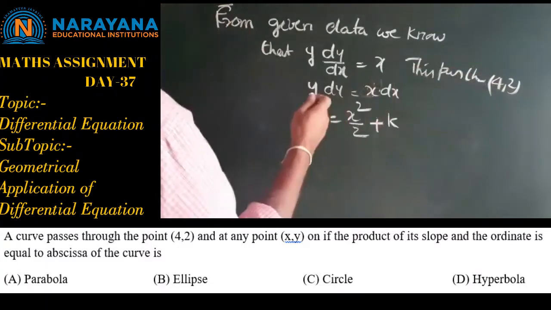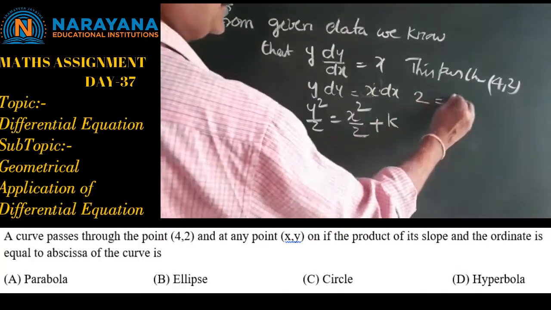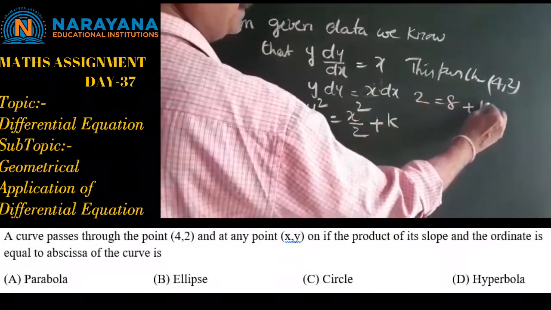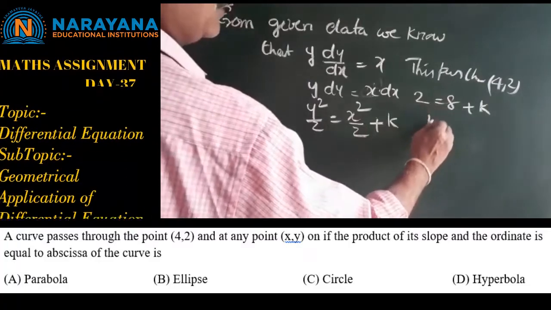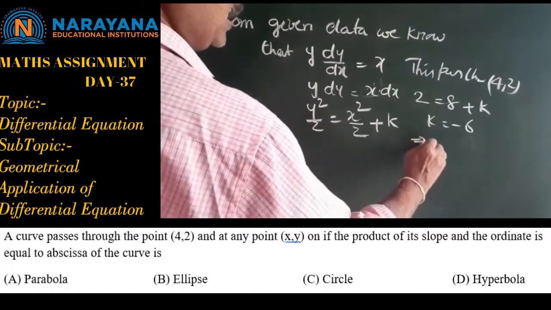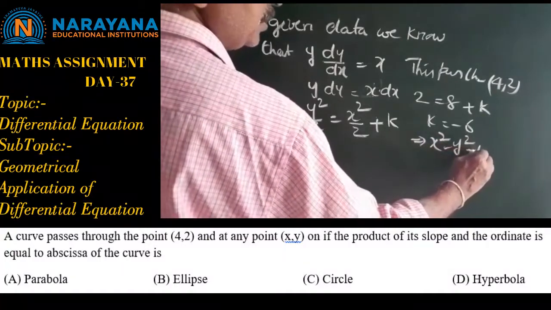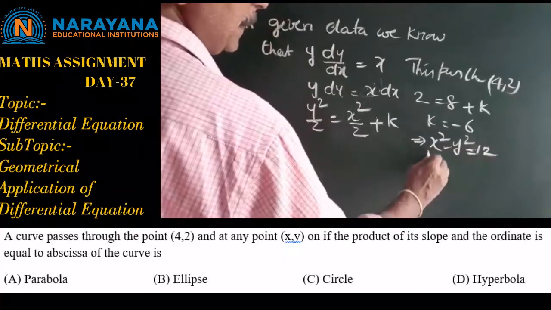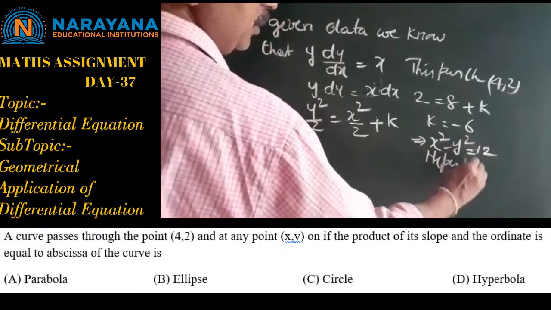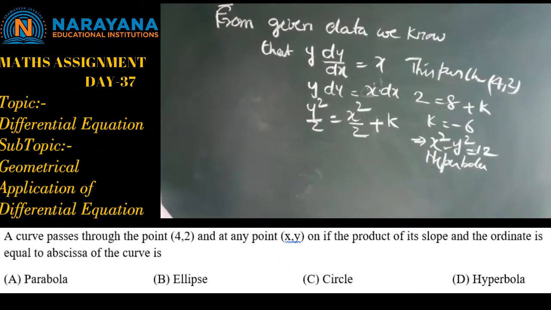2 square by 2 is equal to 4 square by 2 plus k, that is 4 by 2 equals 16 by 2, 8 plus k. From this we can get k equal to minus 6. So if you substitute that, we can get x square minus y square equal to 12, which represents a hyperbola. This is a hyperbola. So we can get the fourth option as the answer.